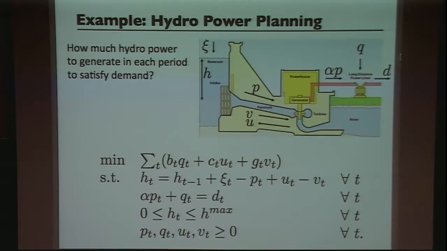That is water that is spilled without generating power. Right? And so there are associated costs of these things. This is the dynamics. This is the constraint that links different time periods together. And this is kind of the power balance constraint.